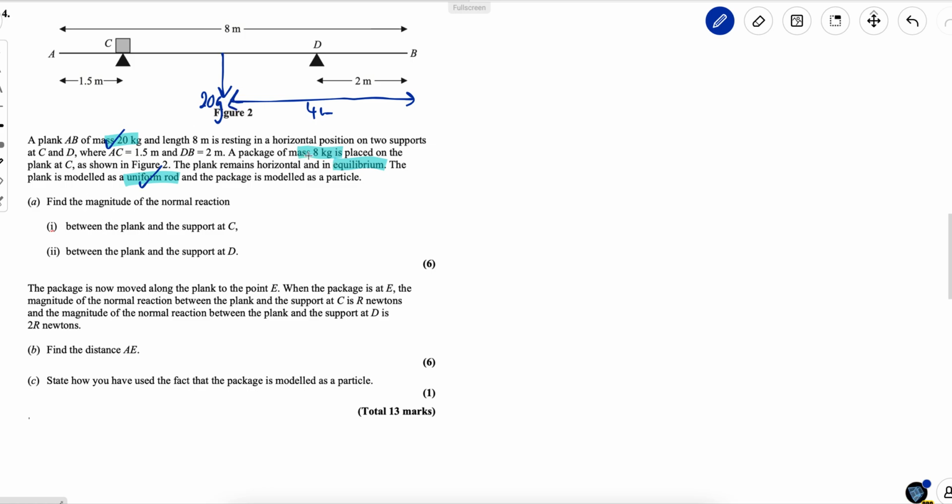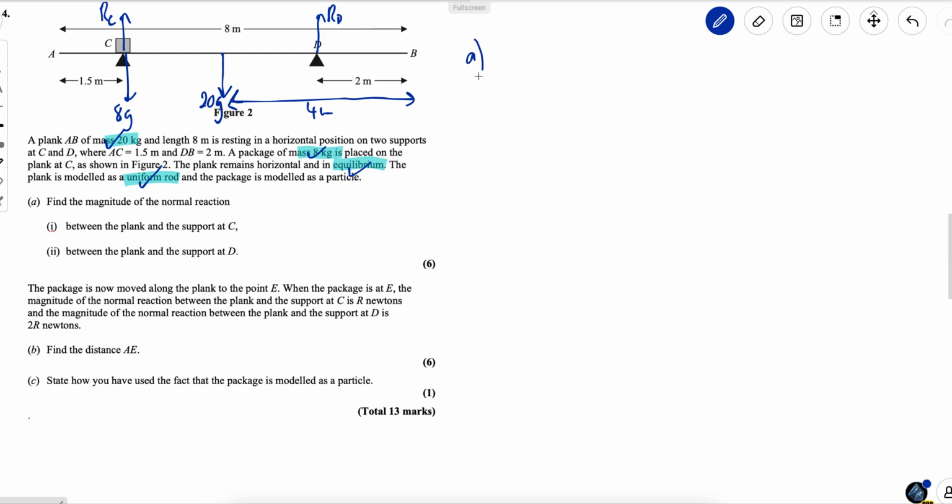The particle has a mass of 8 kilograms, so I'll mark that here, 8G, and I can mark on the reaction forces at C and reaction at D. I'll be using the fact that it's in equilibrium, so the clockwise moments balance with the anti-clockwise moments from now on. Find the magnitude of the normal reaction between the plank and the support at C and the plank and the support at D.